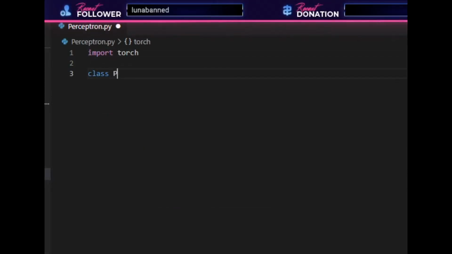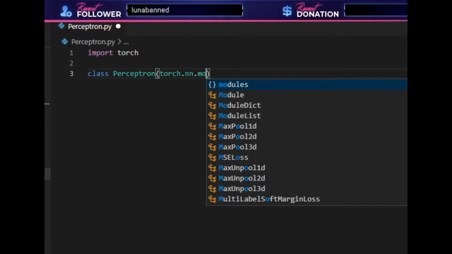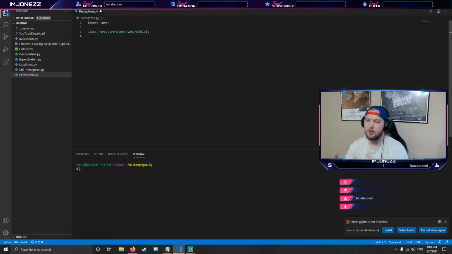Let's create our class, Perceptron. We are going to inherit from torch.nn.Module. I've told you guys in the past with these videos, I've had a lot of debate about whether I wanted to teach you how to make stuff from scratch or teach you how to make stuff that's functional. And I'm always leaning towards the functional side of things. So let's make our little docstring: one linear layer network.